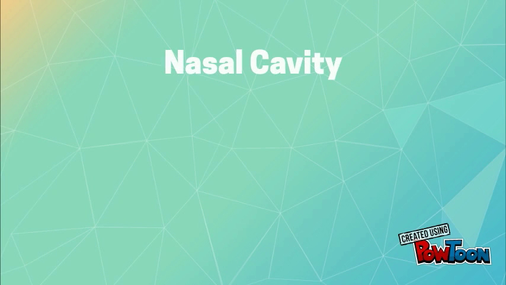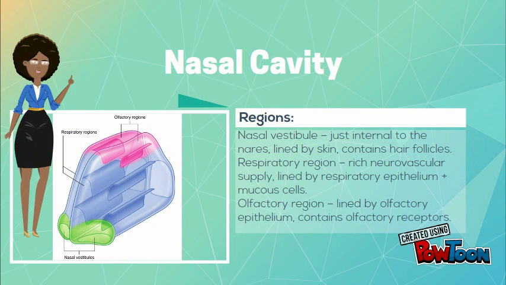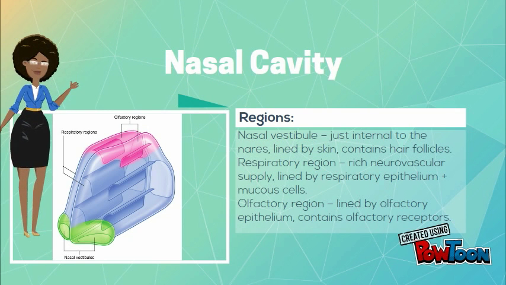The nasal cavity can be split into different regions which are indicated in the diagram. The nasal vestibule is just internal to the nares. The respiratory region has a rich neurovascular supply, is lined by respiratory epithelium and has lots of mucus cells, and then we have the olfactory region, which is lined by olfactory epithelium and contains olfactory receptors.